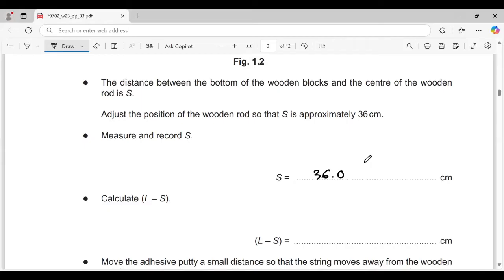Calculate L minus S. L minus S means 53 minus 36, which equals 17. So 17 centimeters.